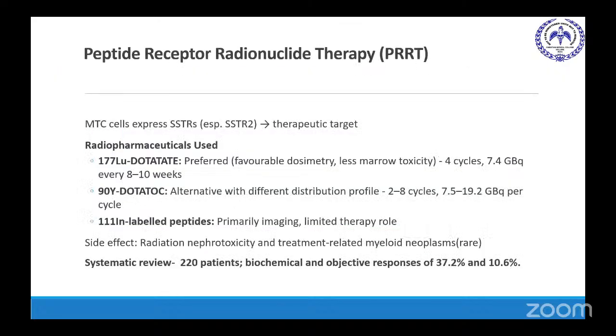Then PRRT, that's peptide receptor radionuclide therapy, is one of the newer agents we have in the armamentarium against the metastatic MTC. Because the MTC cells express the SSTR2 receptor, this can be used as a therapeutic agent. The radiopharmaceuticals used are lutetium-177, yttrium-90, and the indium-labeled peptides. Various studies have showed objective response of at least 10%.